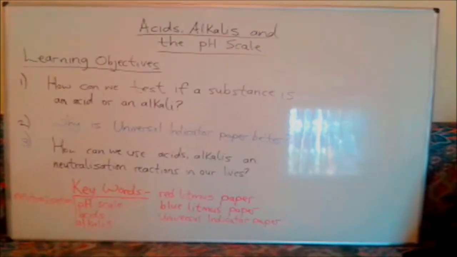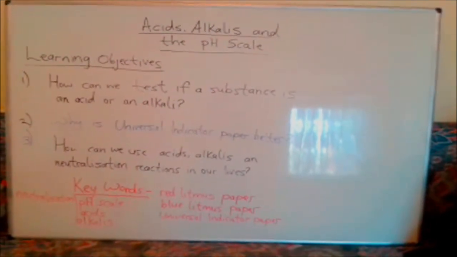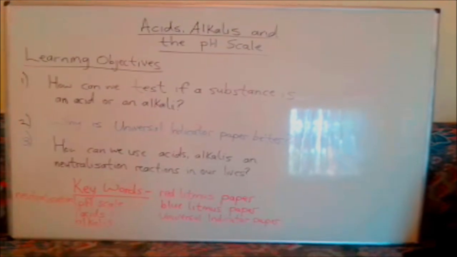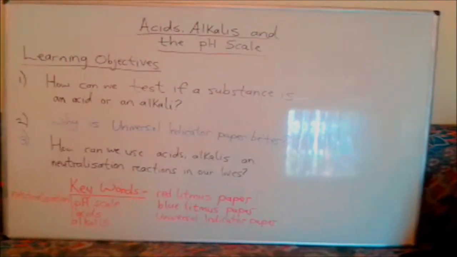Farmers add lime, an alkali, to soil if it is too acidic for the vegetables they want to grow.